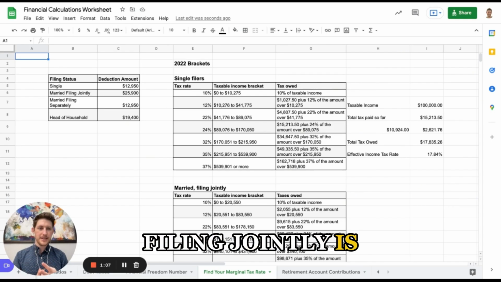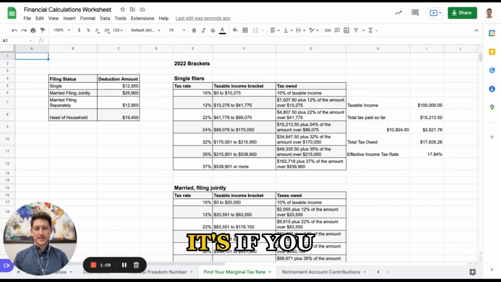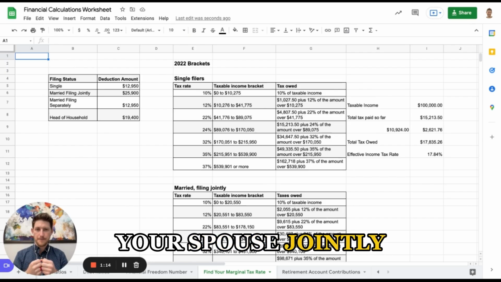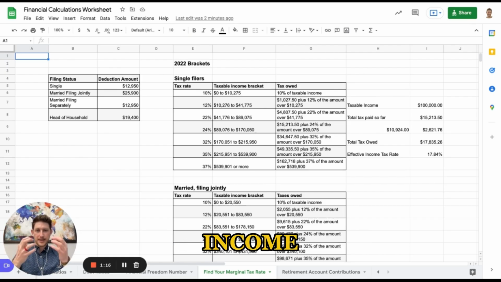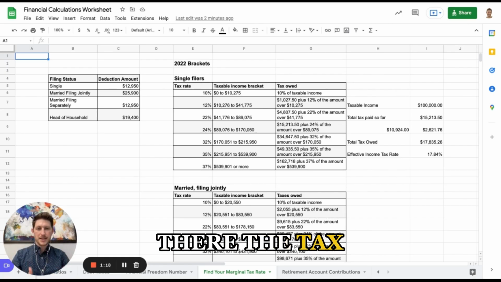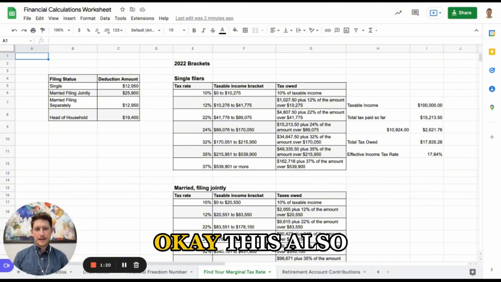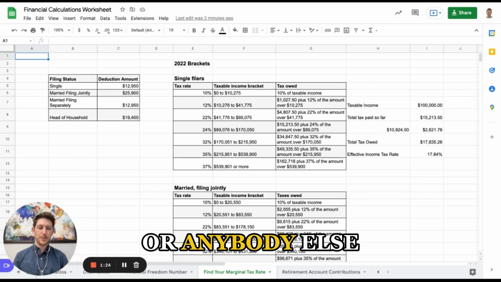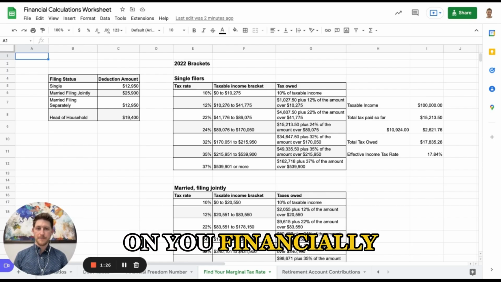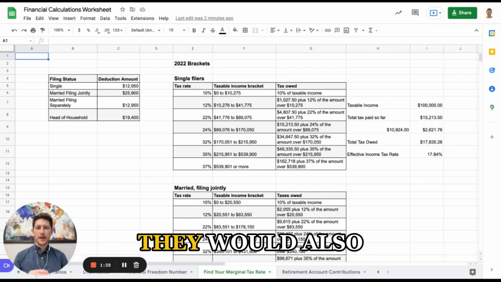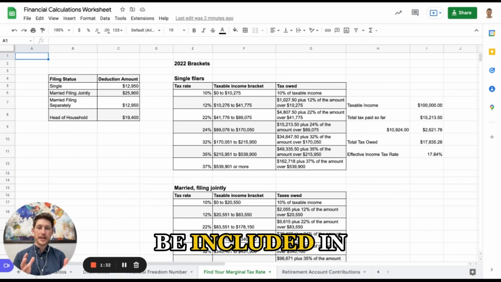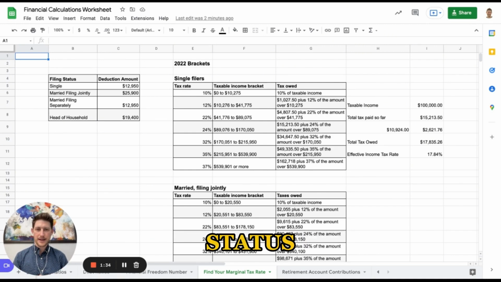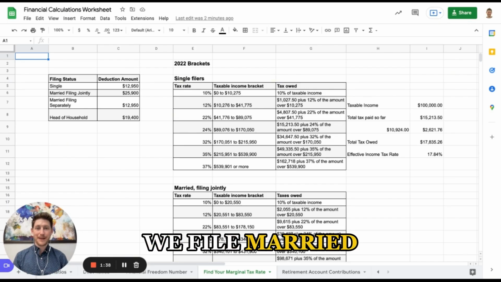Married filing jointly is obviously straightforward. It's if you are married and you are filing together with your spouse jointly. So your income and your spouse's income all goes on there. The tax bill is joint, etc. Okay. This also works if you have dependents. So if you have children or anybody else that is relying on you financially and can qualify as a dependent, they would also be included in that tax filing status. So I'm married, I have 3 kids. We file married filing jointly.